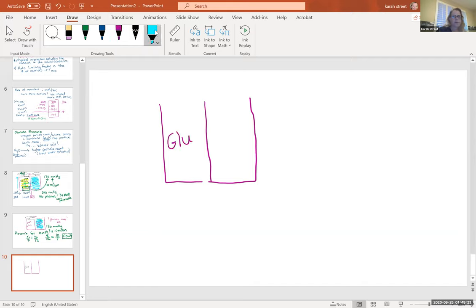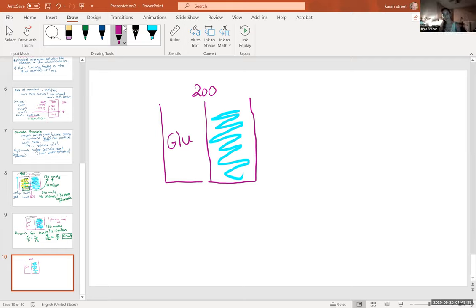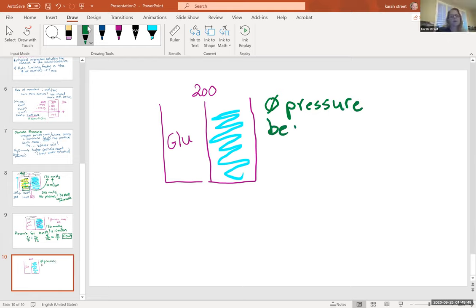Water on the other. And we used a molecular weight cutoff of 200. Did we have to apply a pressure? No. Why? Because it was permeable. No pressure, because glucose could move. Then we moved on.